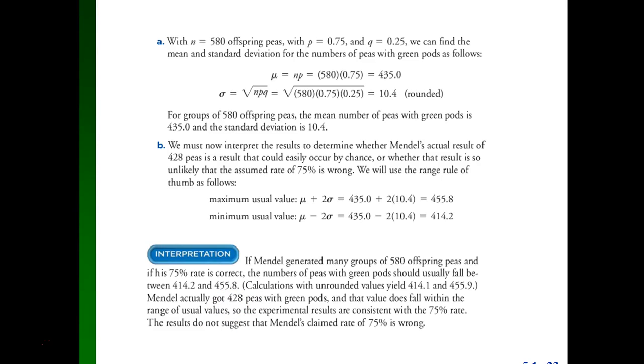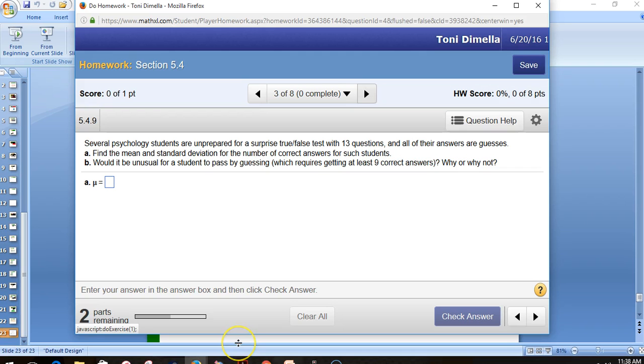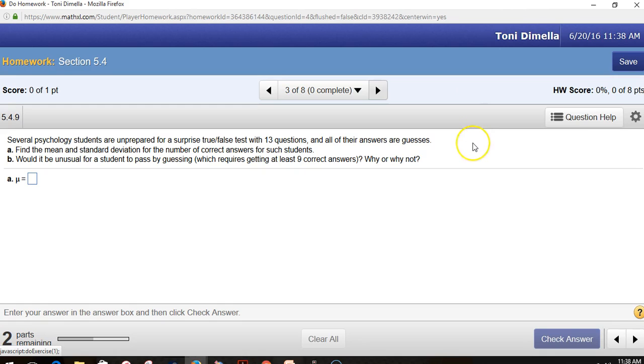And so you have a couple of these in your homework. And we'll look at one of those now. Several psychology students are prepared or unprepared for a surprise true and false test, right? So staying with binomial, it's either true or false. There's 13 questions. Find the mean and the standard deviation.